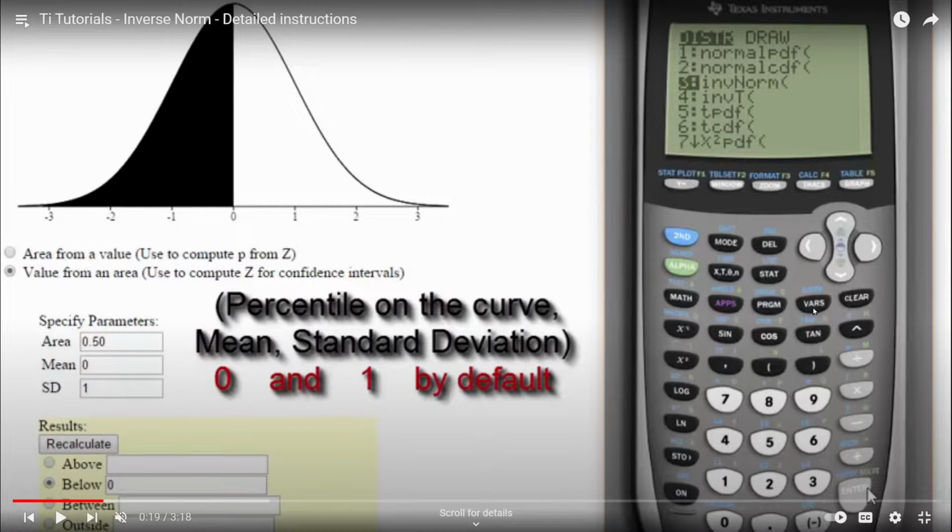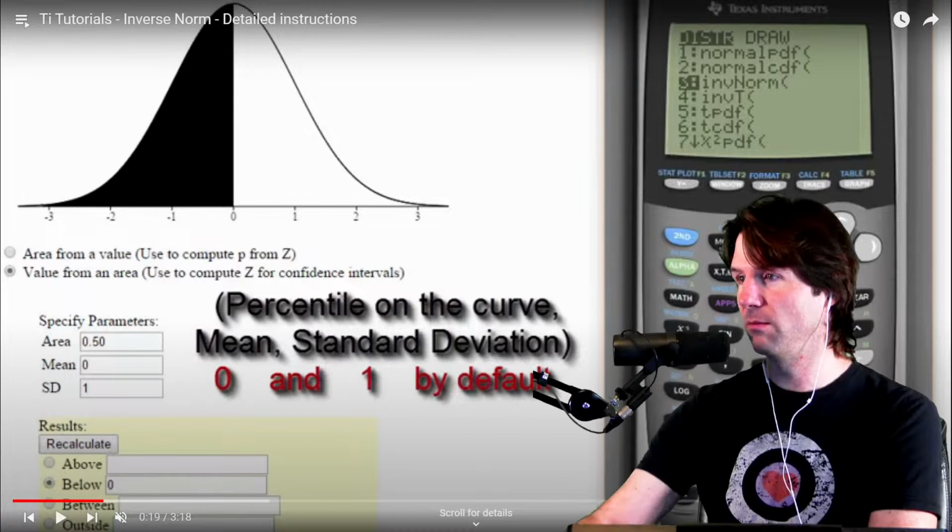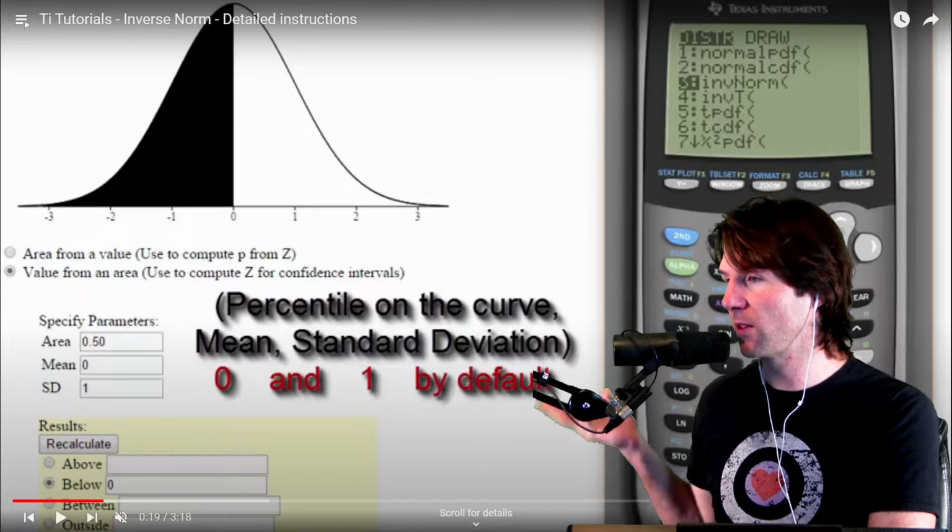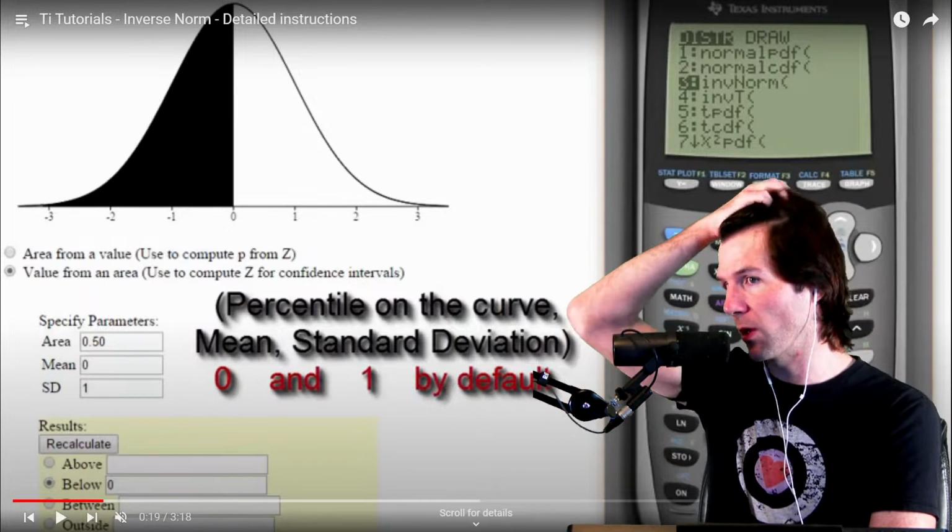I haven't done this in a while. Second distribution, and scroll down to inverse norm right there. Don't have that? Then you want to go to second distribution if you have it. That's why I don't do it in class, because not everyone has this. And then you can do it with the applet, and we show you the pictures.